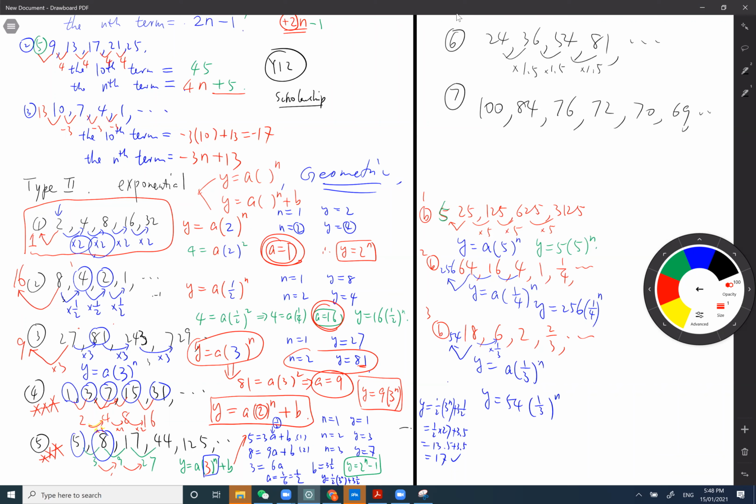So number 6. Elisa, your answer for number 6. I only got a is 2. So we need y equals a times 1.5 to the power of n. How did we get a? The previous one, 16. So y equals 16 times 1.5 to the n.